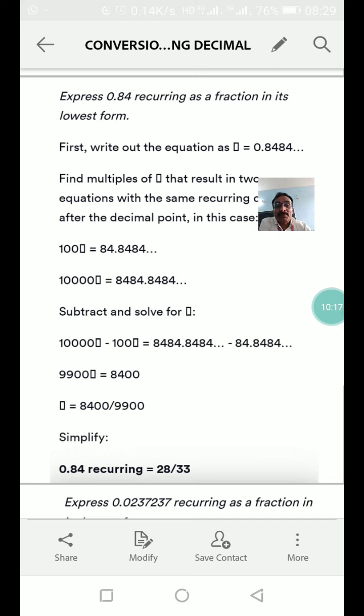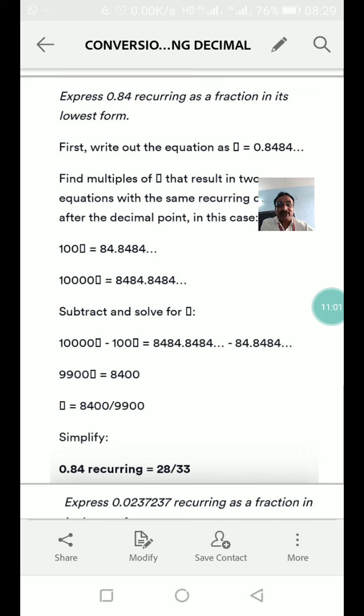After this, now you multiply by 10,000 on both sides of the equation, and you get 10,000x equal to 8,484.848484. Subtract and solve for x: 10,000x minus 100x equal to 8,484.8484 minus 84.8484.